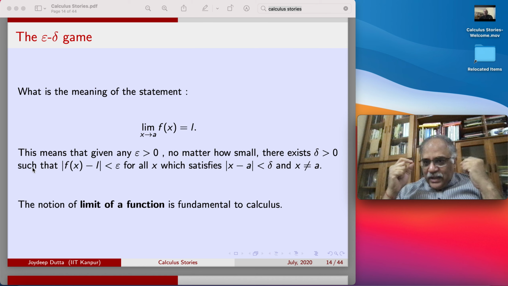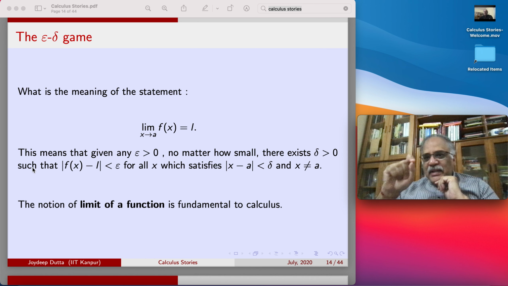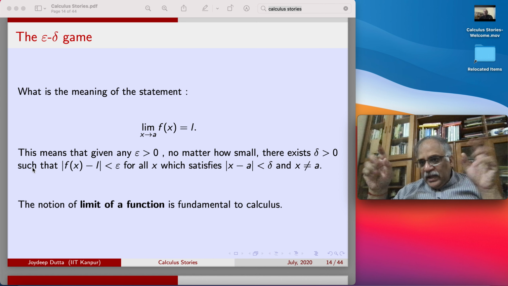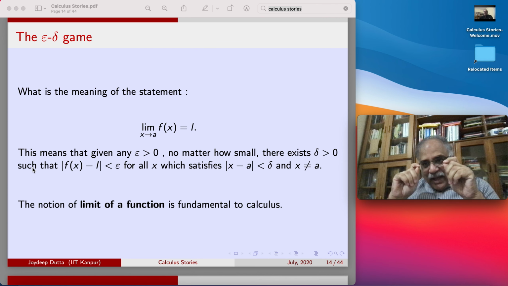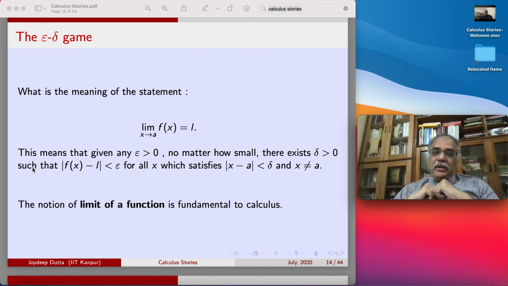So it tells you that if you give me a distance and say, okay, if f(x) is a value, if I find the functional value very near L, is the x also coming from somewhere which is very near a? That is the epsilon-delta meaning.